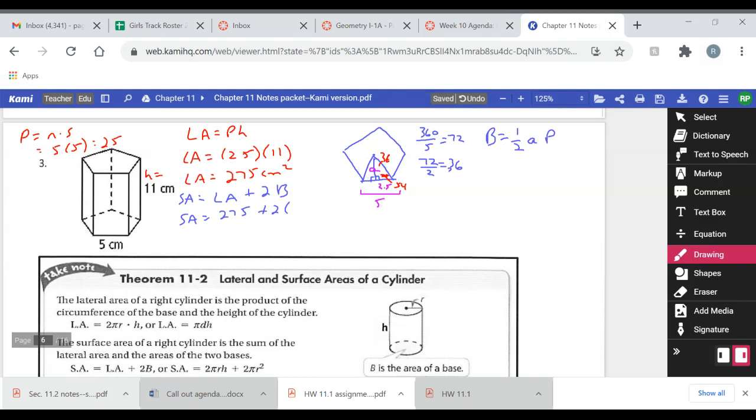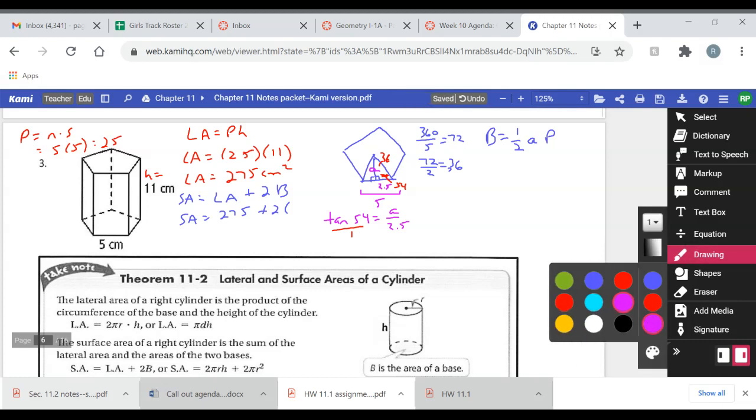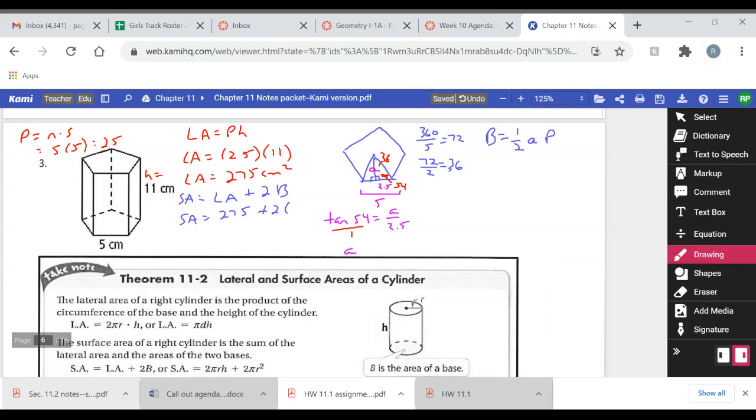I can use the 36 or the 54 to do that. I chose to use the 54. I have to decide if I'm using sine, cosine, or tangent. And in this case, I end up using tangent because across from the 54 is the apothem. The adjacent leg to the 54 is the 2.5. So I can say tangent of 54 is equal to opposite, which is the apothem, over the adjacent, which is 2.5. If I put a 1 underneath here, I can cross multiply. 1 times A is A, and 2.5 tangent 54 gives me my apothem.